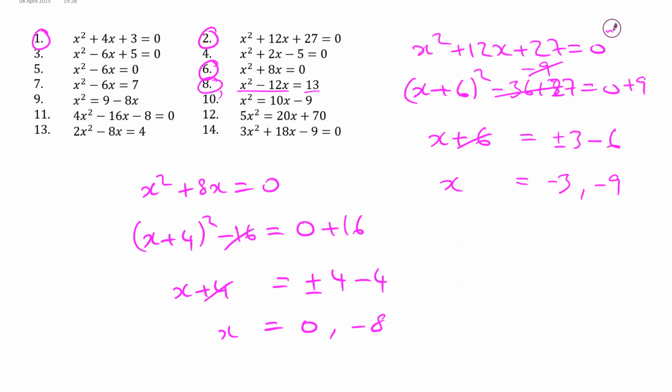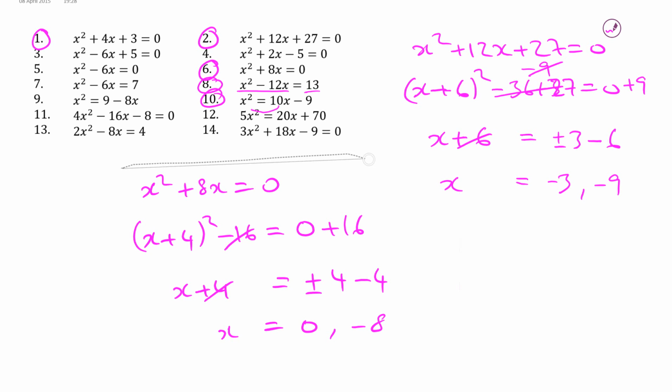In question 10, nothing really that special. Good idea to move that 10x to the other side. So you've got x squared minus 10x. Do you know what I mean? So at least you've got something to complete the square for. Should we quickly do that one?